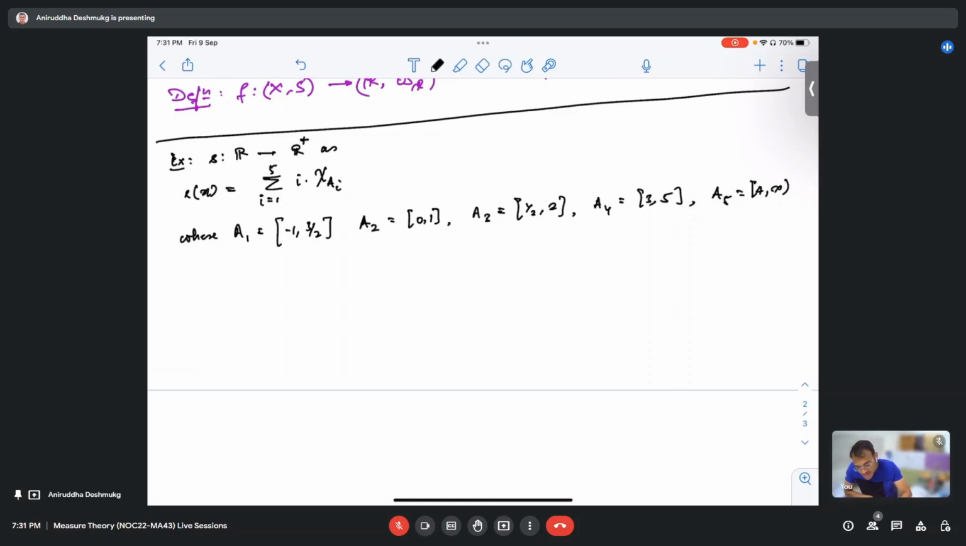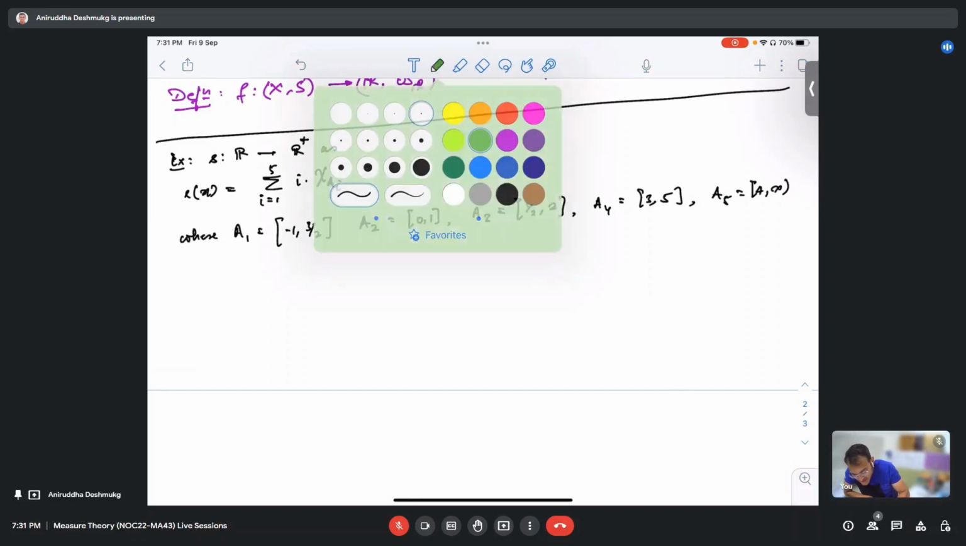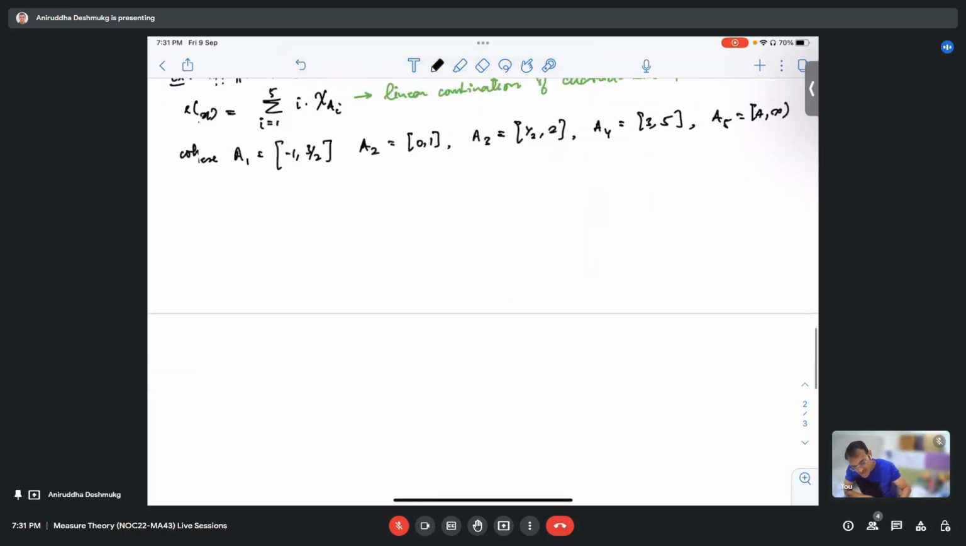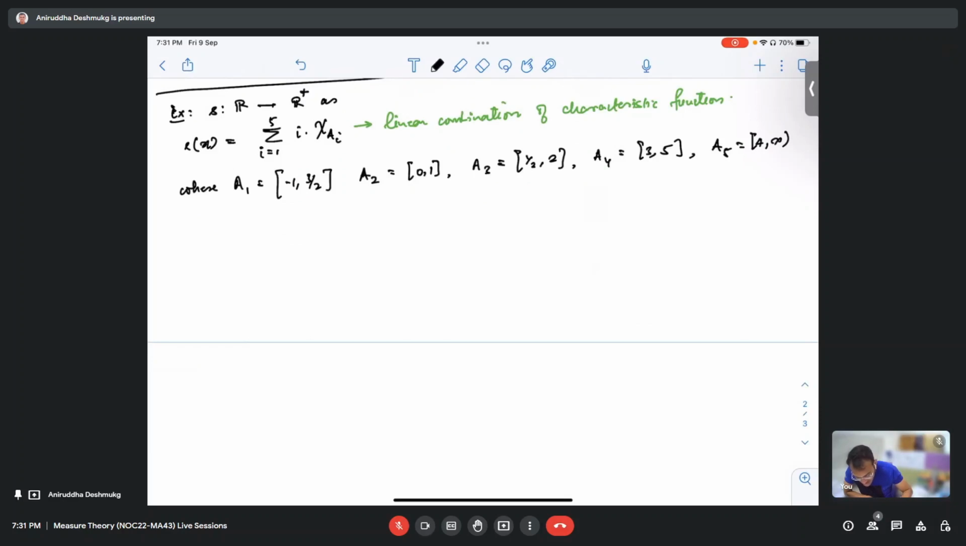So these are five sets, and this is a linear combination of these characteristic functions. I am not calling it a simple function for the time being. So you tell me what are all the values that this S takes? What is the range of S? I want to know that. Let us think about the finite values 1 to 5. Is it only 1 to 5? Do you mean to say that the range of S is equal to {1, 2, 3, 4, 5}?